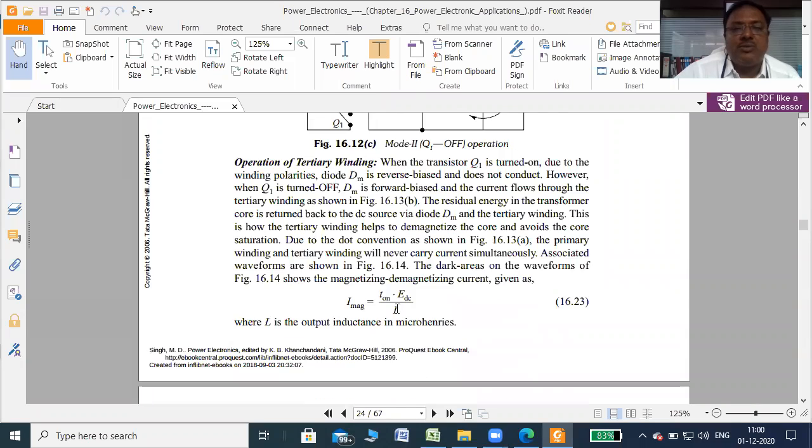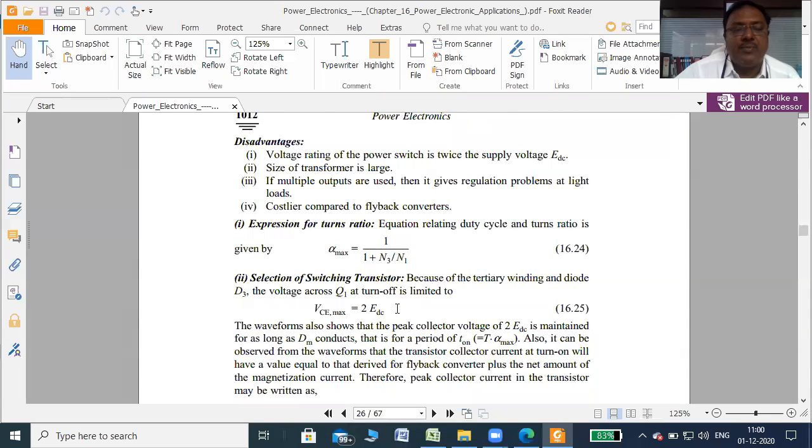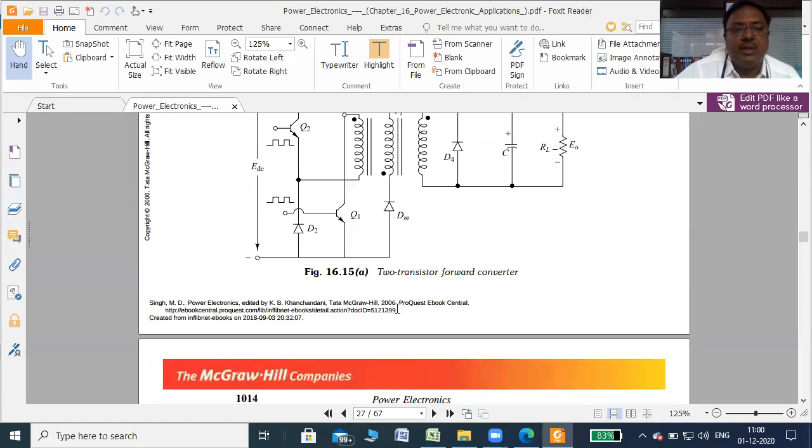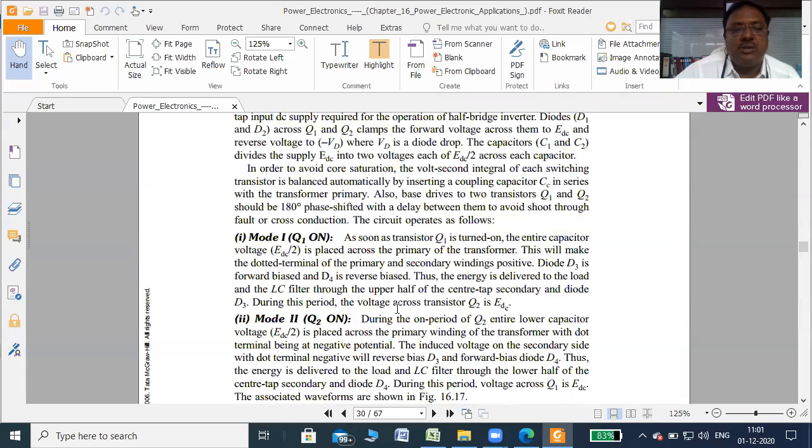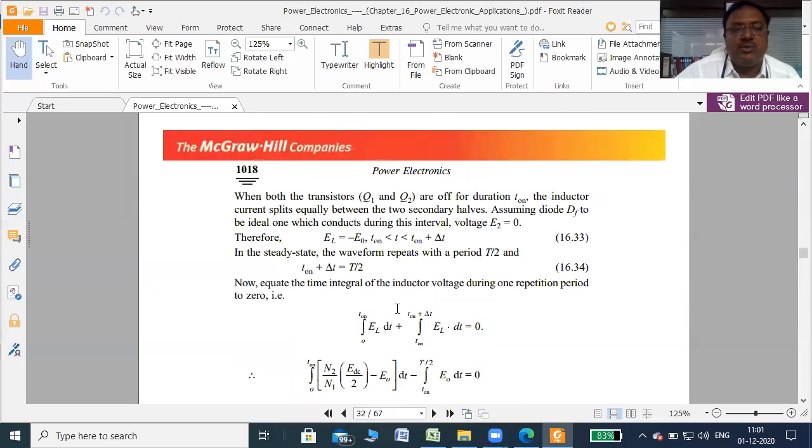Okay. So HVDC transmission, bridge converter, and so on.